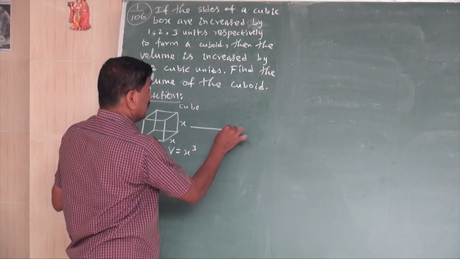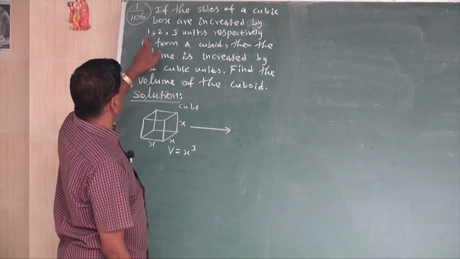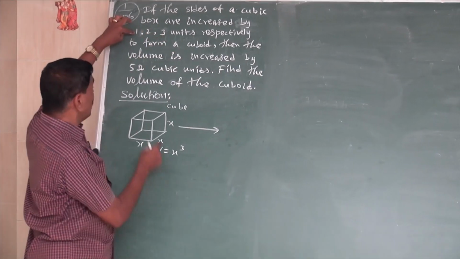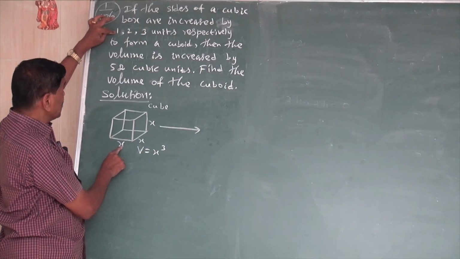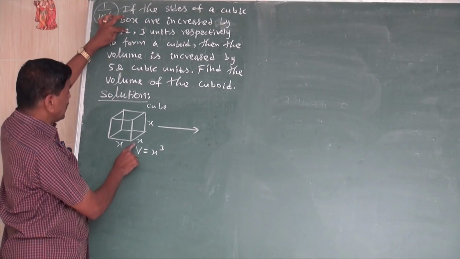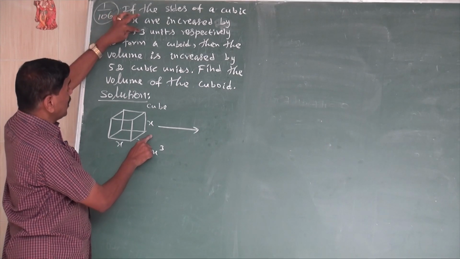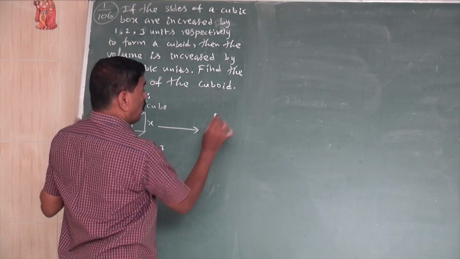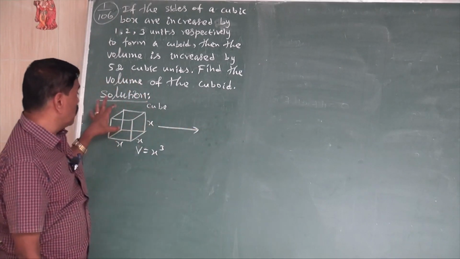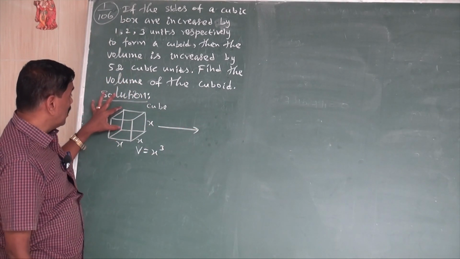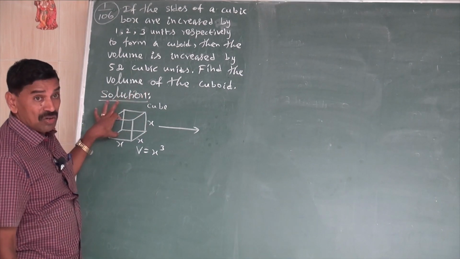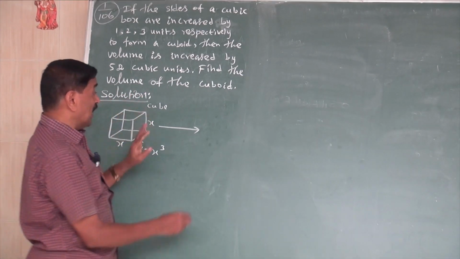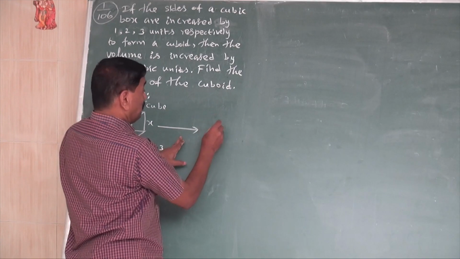Now the sides of the cube are increased by 1, 2, 3, which means length is increased by 1 unit, breadth is increased by 2 units, and height is increased by 3 units. Now we get a cuboid. To draw a cuboid we have a shortcut. To draw a cube, draw the square and another square shifted above it, join the edges, and we get a cube. Likewise, to draw the cuboid we have a technique.